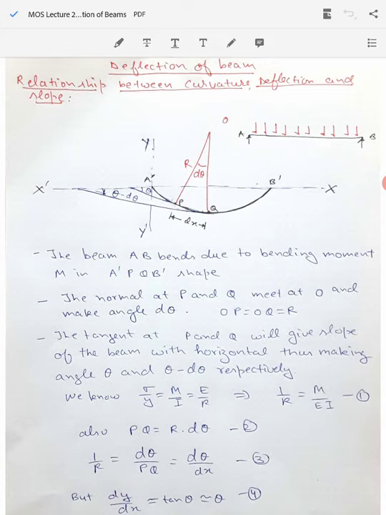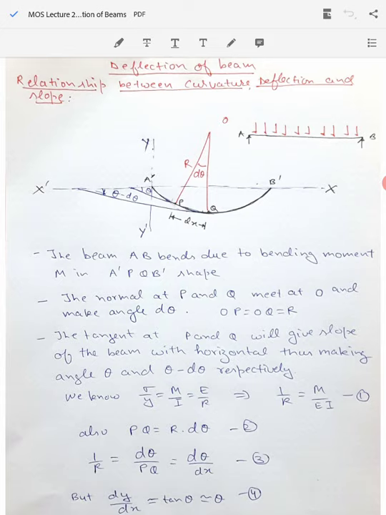But in the present lecture, we will talk about the deflection of the beams that will occur because of the applied loads. So here we will derive a relationship between the curvature of the beam, the deflection of the beam, and slope of the beam. Okay.